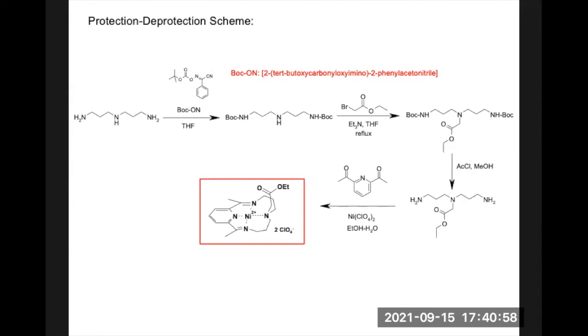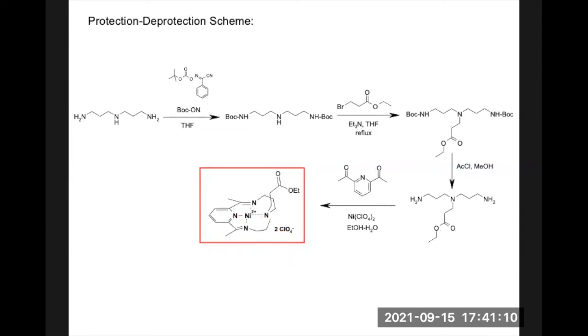Unfortunately, the macrocyclic compound did not form. Could it be that the arm is causing a steric hindrance or steric strain towards formation of the macrocycle? Now, to test this, I used ethyl bromopropanoate as the alkylating agent. However, again, the macrocycle did not form.